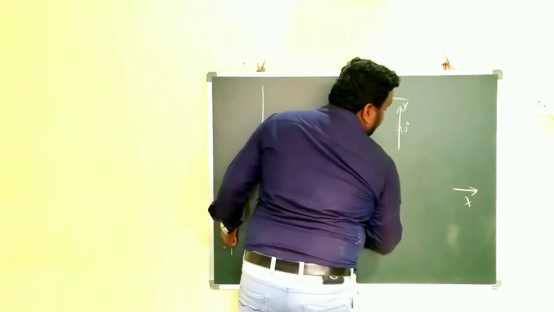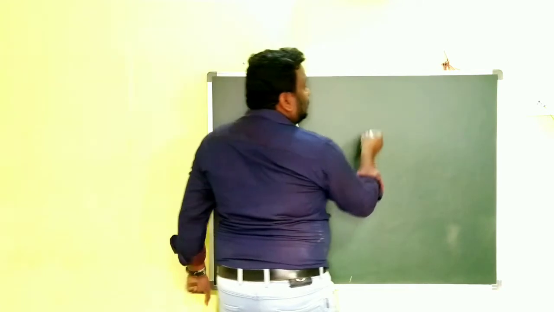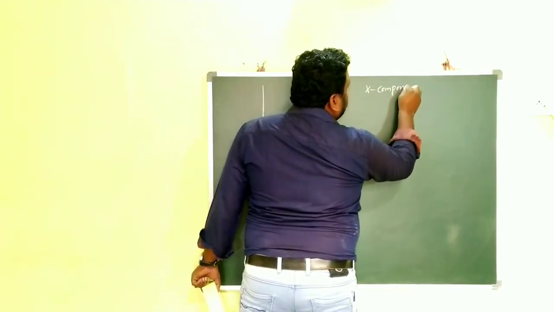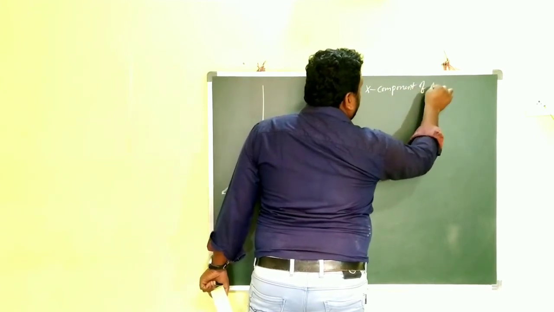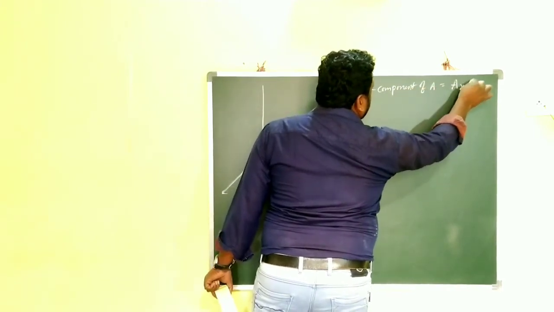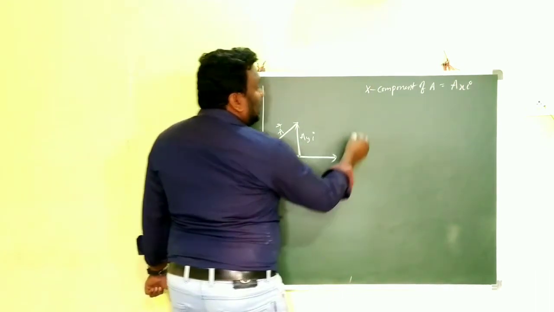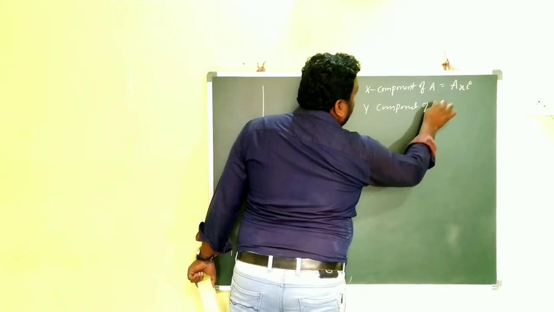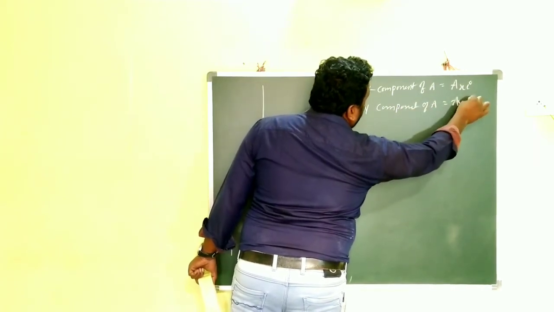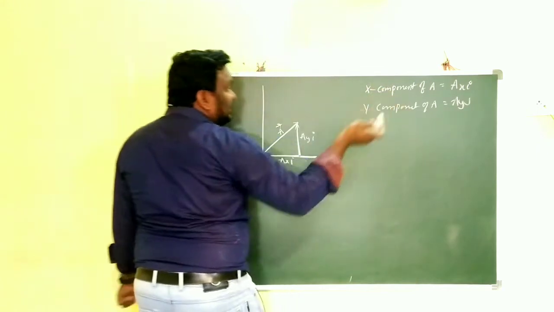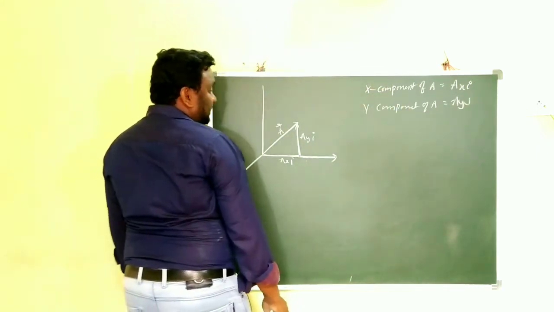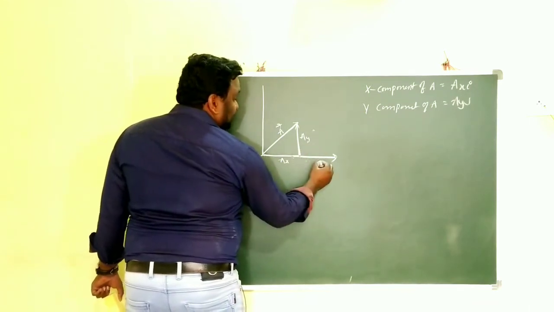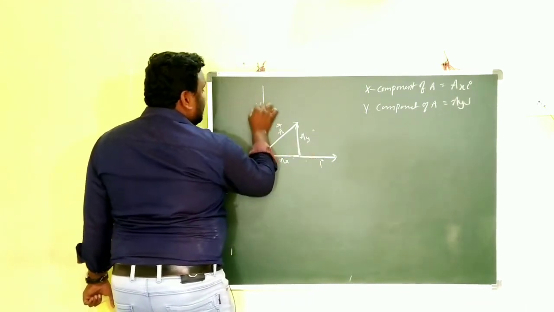Watch carefully, children. The x component of A is A x i. Clear? And the y component of A is A y j. Already the i, j, k values are 1, so no need to say. So simply this is A y, and this is i, this is j and this is k.